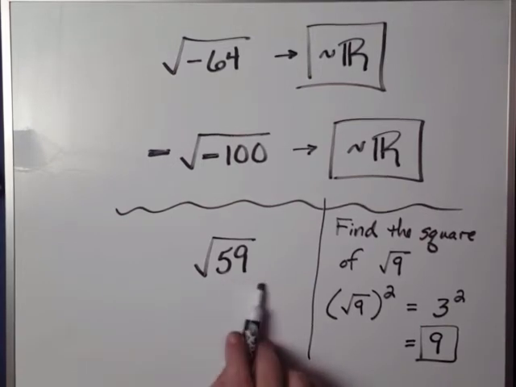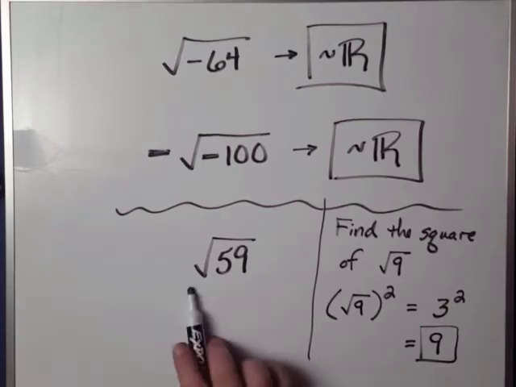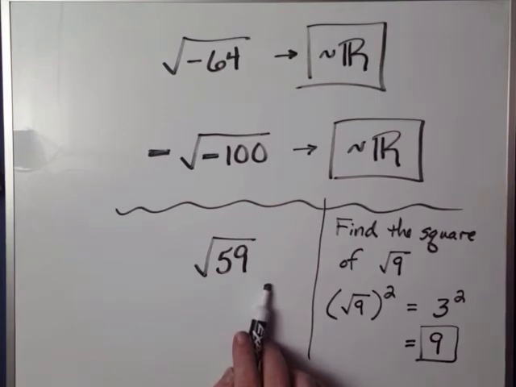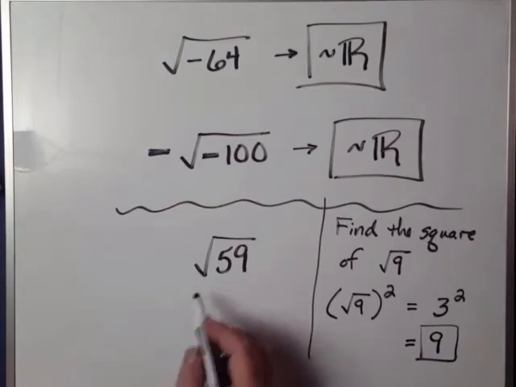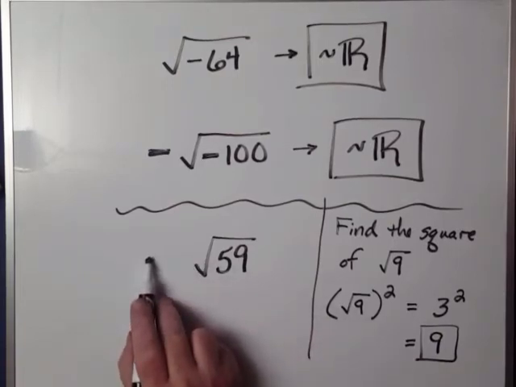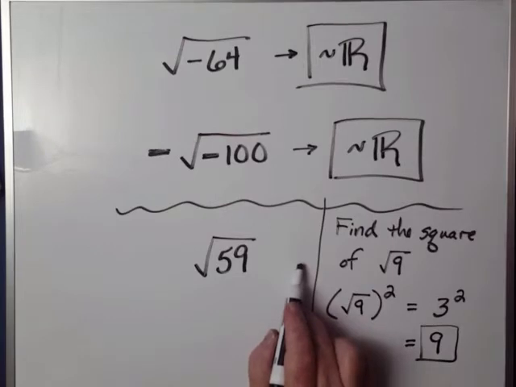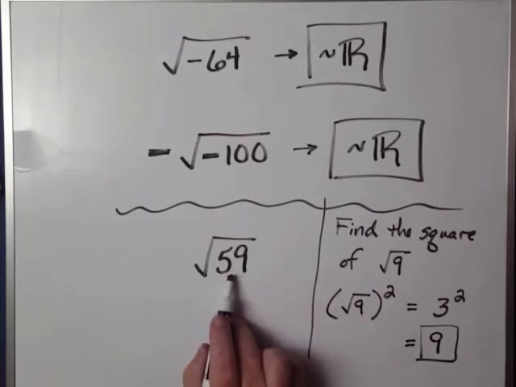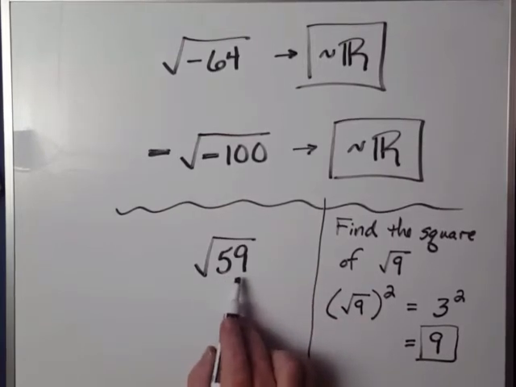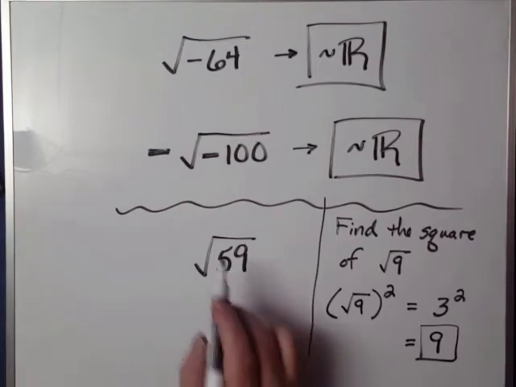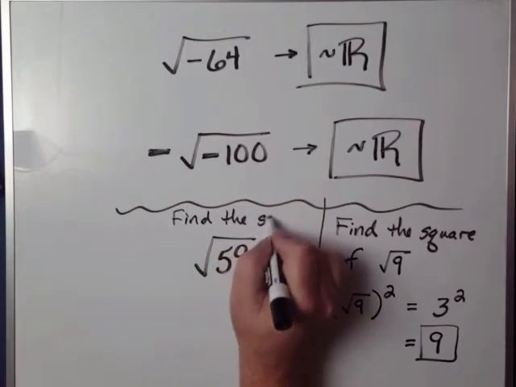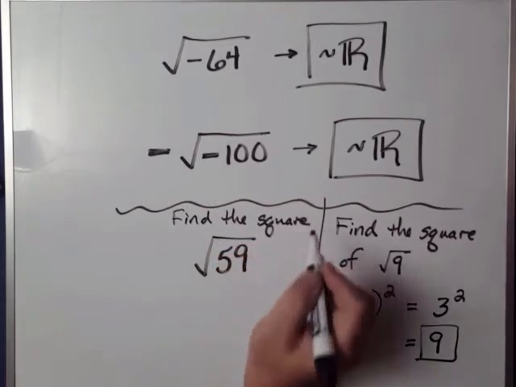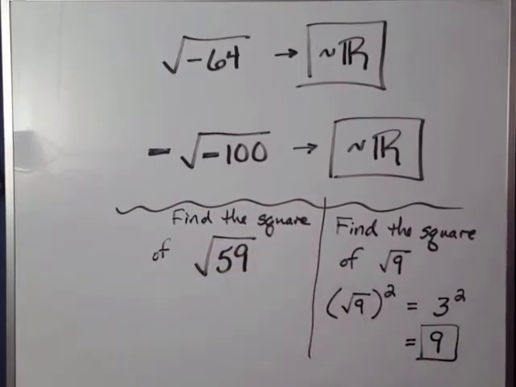This is some number. The square root of 59 is some crazy, irrational number. In fact, it's going to be 7 point something. Because what? Square root of 49 is 7. Square root of 64 is 8. So this has got to be between 7 and 8. It's going to be 7 point something. But the instructions said what? Find the square of this square root.